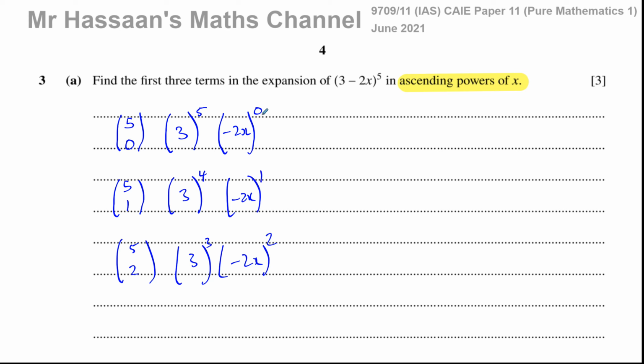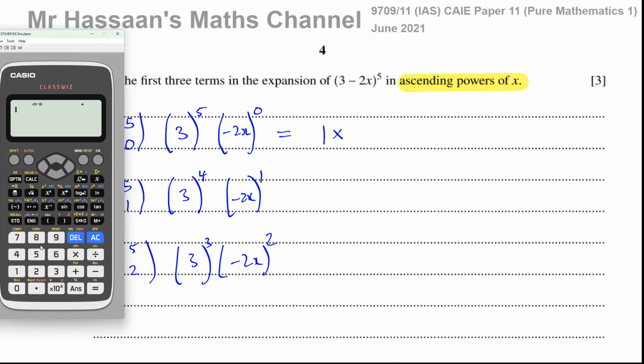You'll notice that these two numbers add up to that number every time, and that the number here is the same as the power there. That's what we will notice, and that will give us the first 3 terms in the expansion. So for this, you're going to have 5C0. Now 5C0 is 1. Then you have 3 to the power 5. You can take the calculator, say 3 to the power of 5. That gives us 243.